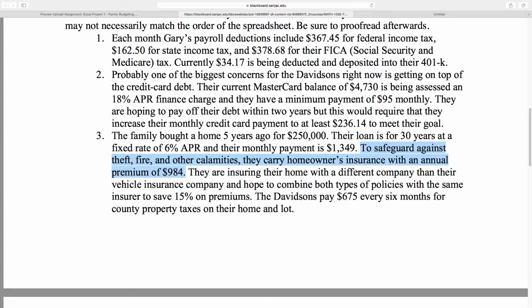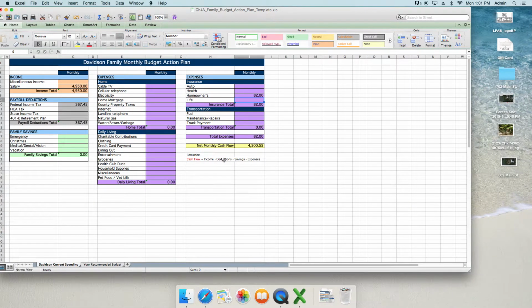Another one, here's another one that tricks up students. The Davidsons pay $675 every 6 months in county property taxes. Okay, so every 6 months they pay $675. So county property taxes, here it is. So here they pay $675 every 6 months. So we're going to divide it by 6 in order to get our monthly budget. So just watch out for words like monthly, quarterly, right? Quarterly would be 4 times per year. Watch out for every 6 months or annually, and then make the appropriate division.